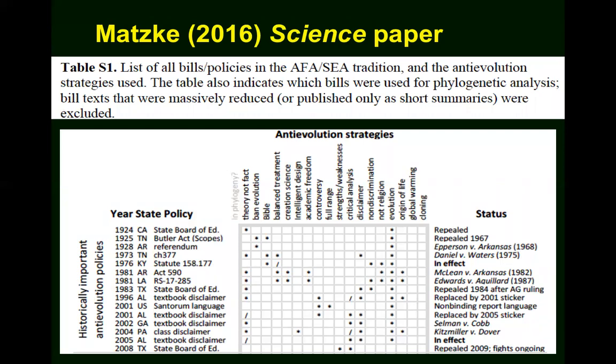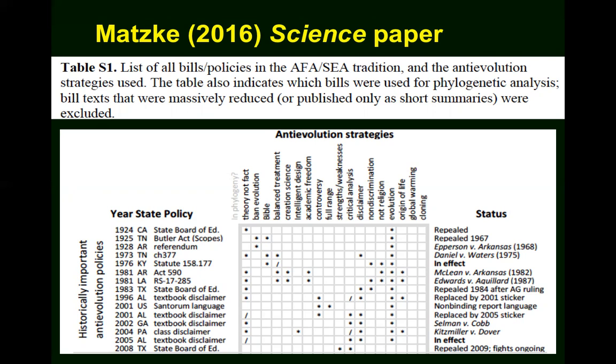First, this wasn't the phylogenetic analysis, but just pointing out the similarities in anti-evolution strategies over the decades. In addition to just teaching creationism or banning the teaching of evolution, there are a variety of other strategies. One common one is to call evolution a theory, not a fact. That was used in Dover, Pennsylvania, and in Georgia in the 2000s. It's been used in a lot of places, but it goes all the way back to the California State Board of Education, which in 1924 passed a policy saying that evolution should be taught as theory, not fact.